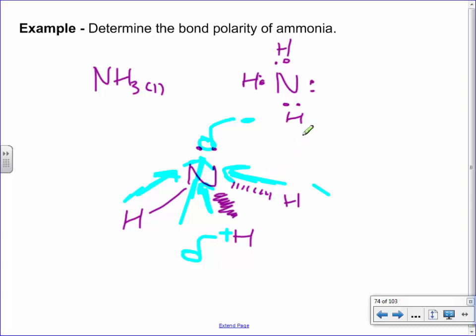So long story short, here's the question. Is there a polarity to ammonia? Yes, and if you can agree there's a polarity to ammonia, now we can explain why ammonia sticks to other ammonias and thereby makes it a liquid.